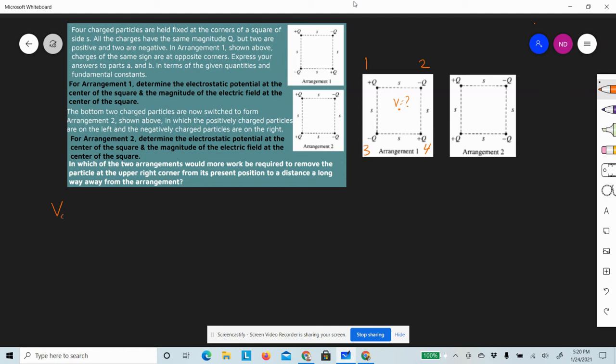The V at the center is going to be the V of the first charge plus the V of the second charge plus the V of the third charge plus the V of the fourth charge, all combined. Now something a little peculiar is that even though electric potential, voltage, is a scalar, we have to pay attention to the sign. Positive charges create positive potential, negative charges create negative potential. The equation for electric potential is KQ over R. K is a universal constant. The distance is going to be the same for all of them, and the charge is the same for all of them.